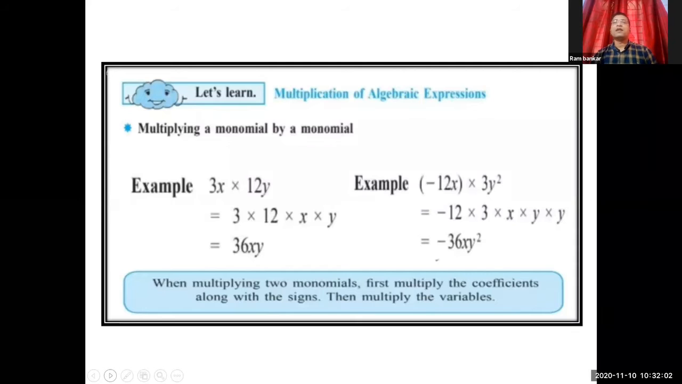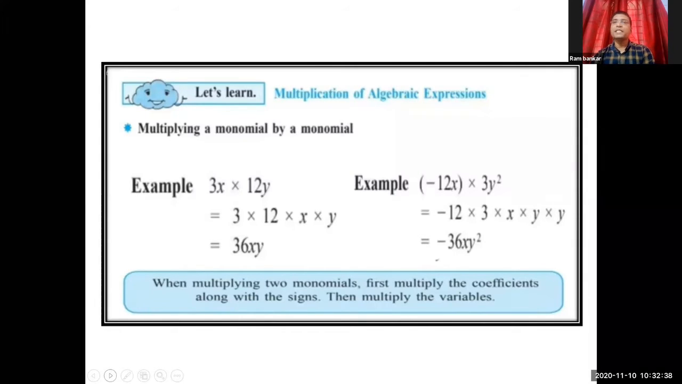Let's learn multiplication of algebraic expressions. Multiplying a monomial by a monomial. We already learned the algebraic expression types: monomial, binomial, trinomial, and polynomial. Monomial means a term, only one term. An algebraic expression having one term is a monomial. Binomial means two terms are there. Trinomial, three terms. Polynomial, more than three terms in the expression.